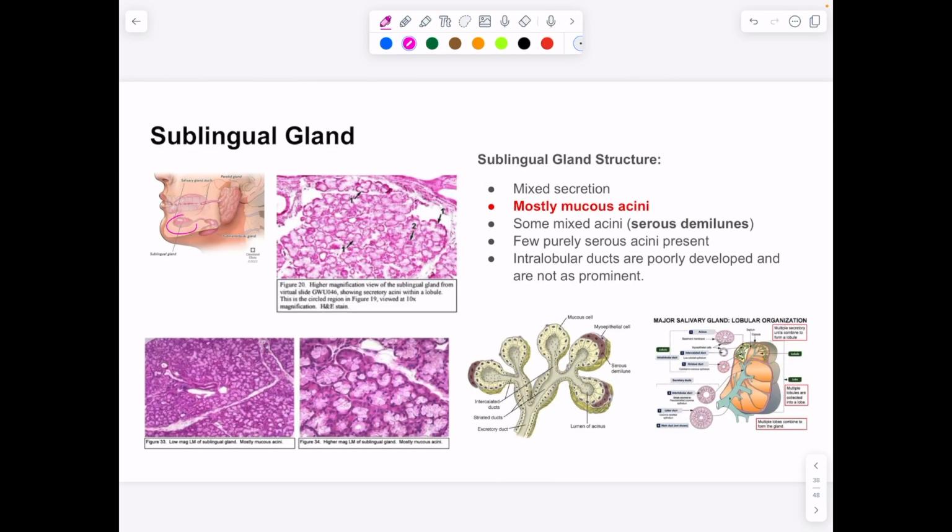All right, then we have our sublingual, and the difference here is it's mostly mucinous acini. As you can see here, mostly mucus, and then you have some serous overall. Okay, the interlobar ducts are poorly developed and not as prominent, but you do have mixed acini with serous demilunes. So these are the serous demilunes. I suppose it looks like a part of a moon, a demilune. And so serous cells at the bottom, mucus cells at the top.